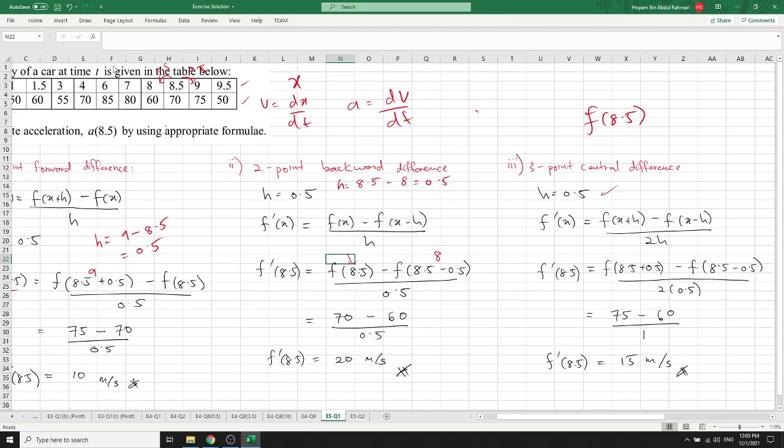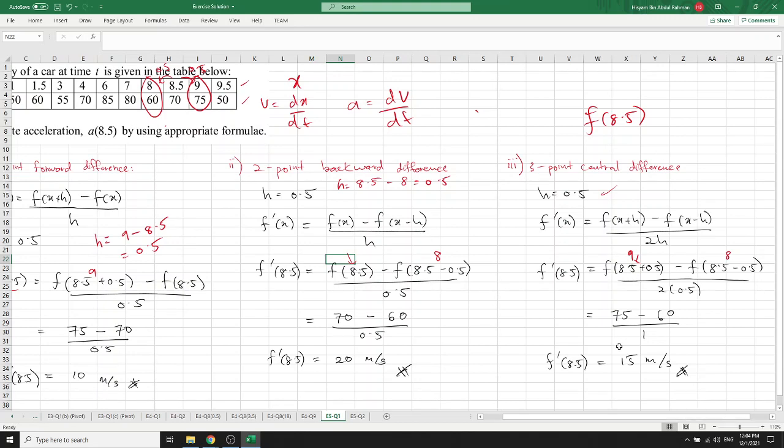Then we write again the formula, which is f(x plus h) minus f(x minus h), divided by 2h. Because the point skips 1 point, the total length is 2h. So we write again here, this is 9, and this is 8. This point and this one. So 75 minus 60 divided by 1. So the result will be 15.